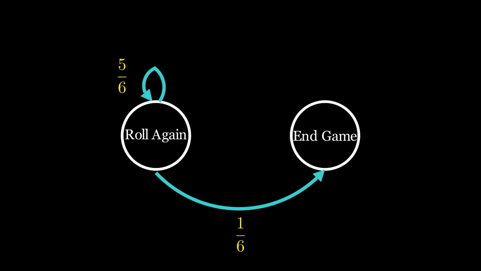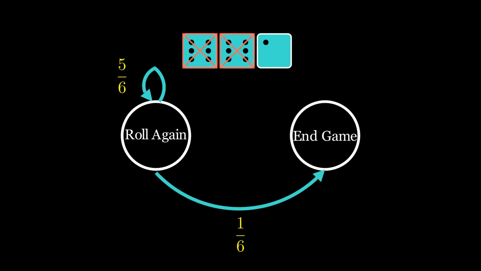So looking at our Markov chain, we start off at the roll again position. Then if we roll anything other than a 6, we roll again. And if we roll a 6, we move to the end game position. Looking at a game that ends in 2 rolls, we roll again once before rolling a 6. However, looking at a game that ends in 3 turns, first we fail to roll a 6, then we fail to roll a 6 again, before finally rolling a 6 on our 3rd roll.